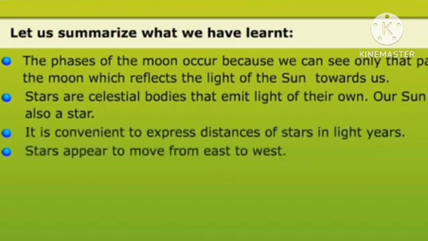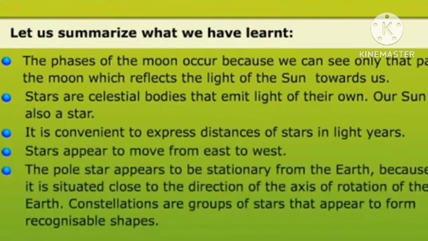Stars appear to move from east to west. The pole star appears to be stationary from the earth because it is situated close to the direction of the axis of rotation of the earth. Constellations are a group of stars that appear to form recognizable shapes. The solar system consists of 8 planets and a host of asteroids, comets, and meteors.